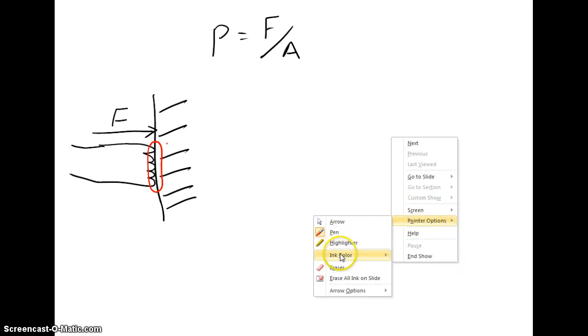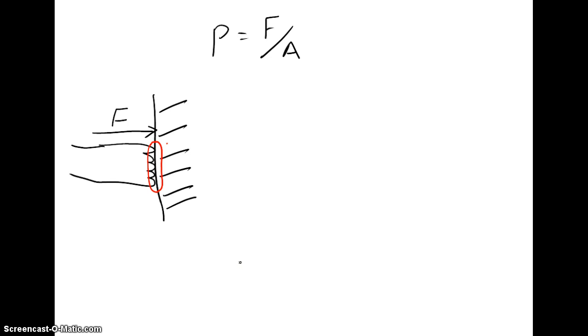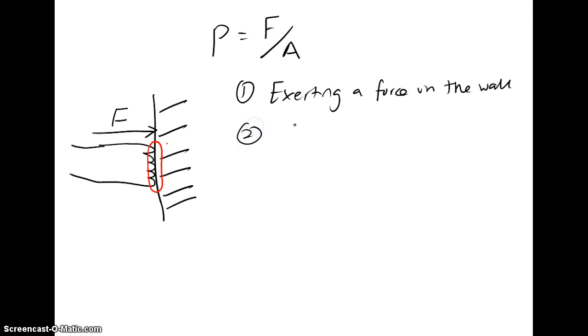Let me go back to black. In the event where I punch the wall, I'm actually exerting a force on the wall. Let me just write it down. I'm exerting a force on the wall, and in turn this force acting creates pressure on the wall.